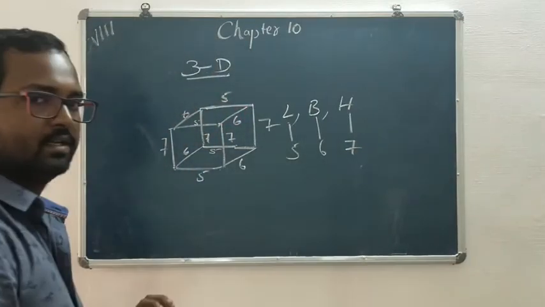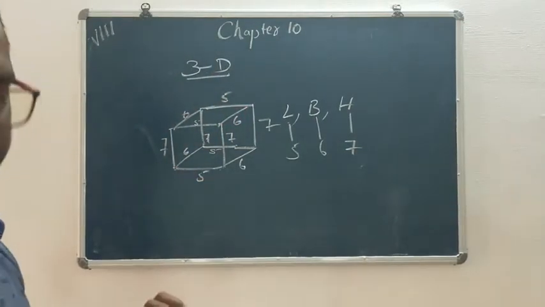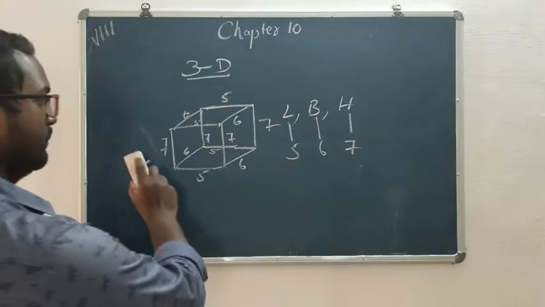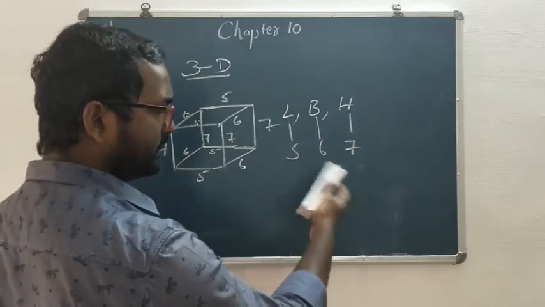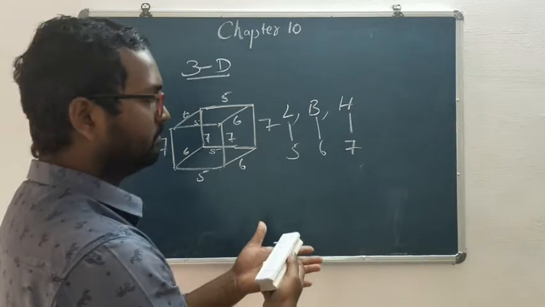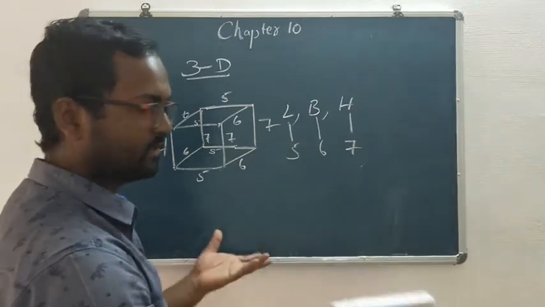So this is a very common figure, which is cuboid. Maybe in a cuboid, some figures like length and height may be the same, or breadth and height may be the same. It's possible.